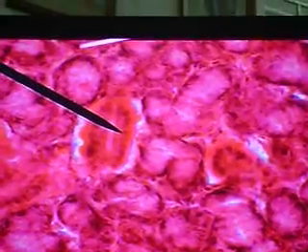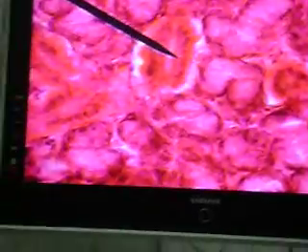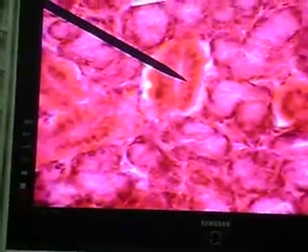Okay? So it is lined by columnar type epithelium, and towards the apical end, we see what are striations. So these ducts are striated, and the gland is referred to as a compound tubular alveolar gland.